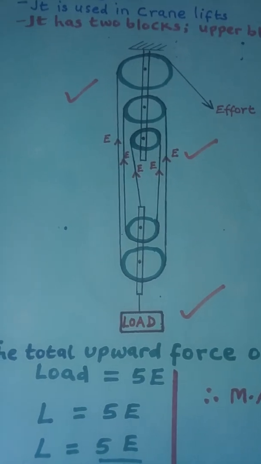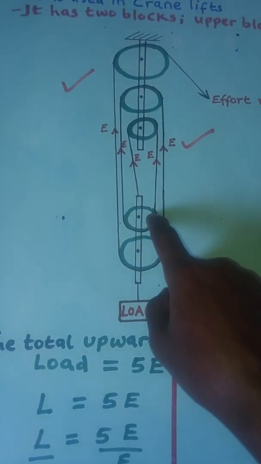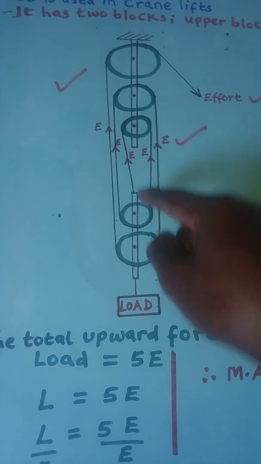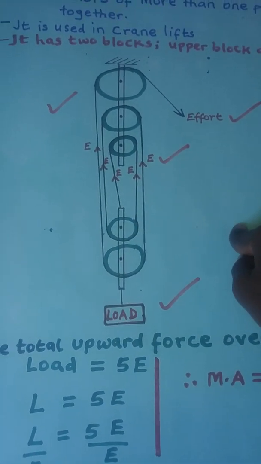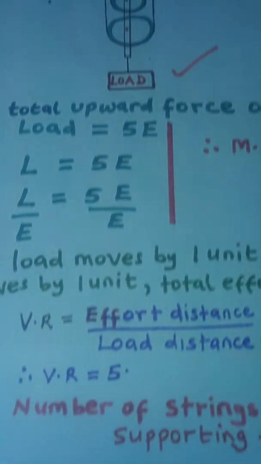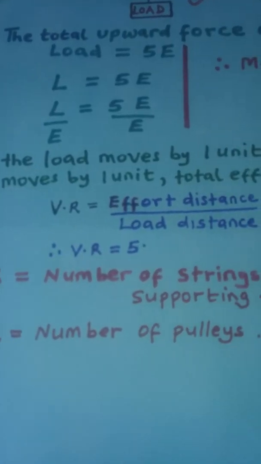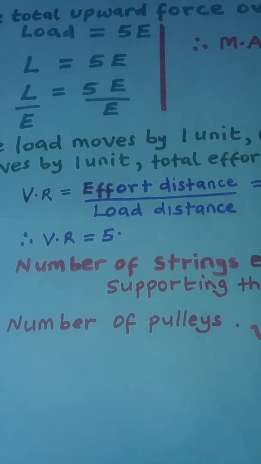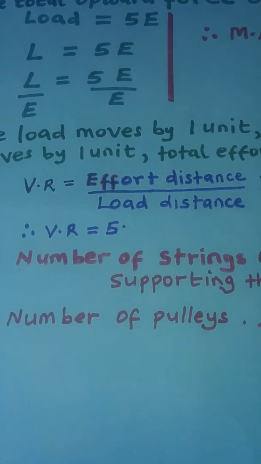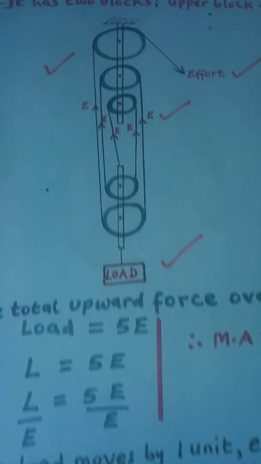How many pulleys are there? 1, 2, 3, 4, 5. The pulleys are the round things. So you either use the number of strings supporting the load, or you say it is the number of pulleys. And that is a formula for getting velocity ratio. Now, back to this diagram.